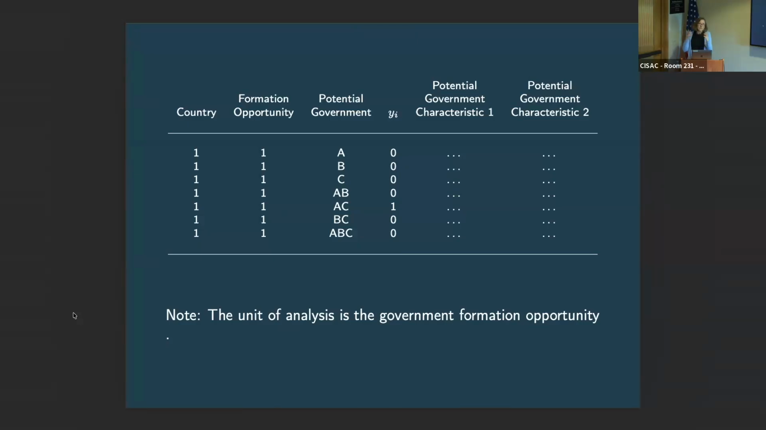So again, we can think of size. What's the share of the legislative seats that this potential government controls? Is it the selection of parties that was in the previous government? Does it control the median party? How many parties in government? These kinds of characteristics.